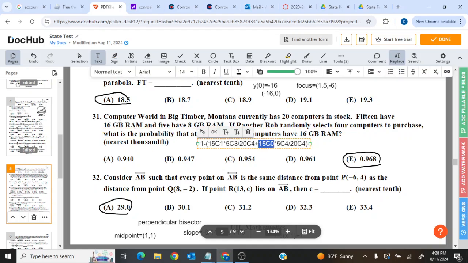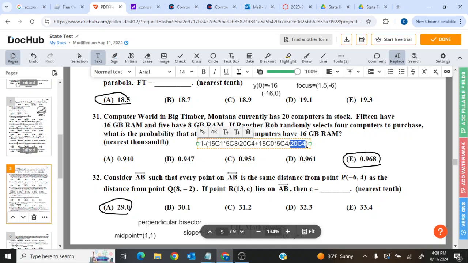So you do a similar process for the situation in which 16 gigabyte RAM computers are selected. Number of ways 0 can be selected, times number of ways 4 8 gigabyte RAMs can be selected, over the number of ways 4 computers out of 20 can be selected. Then once you do that, you'll get a value of 0.968.